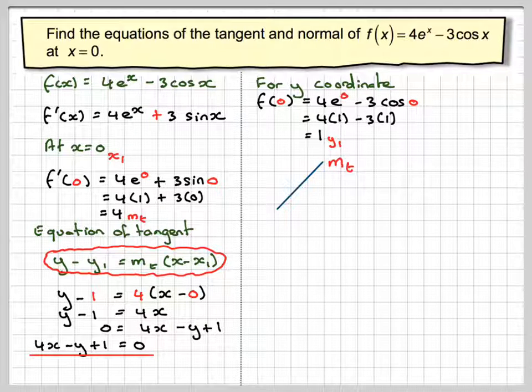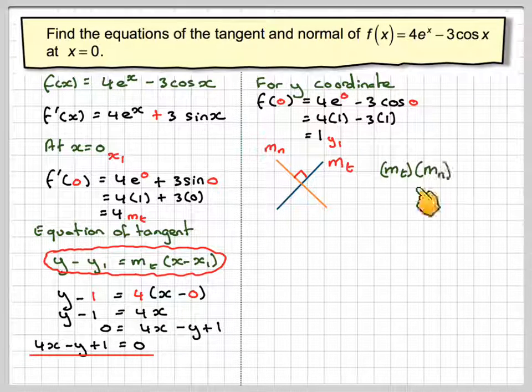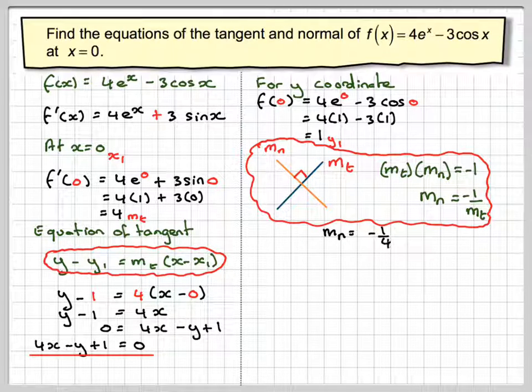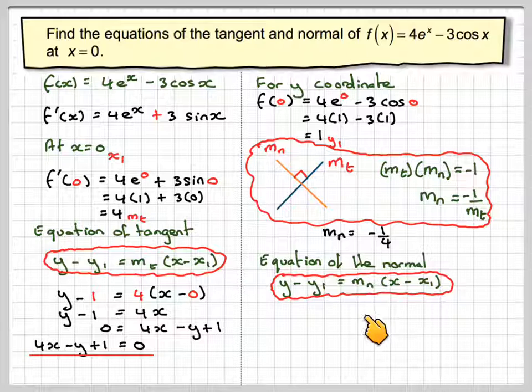Now, if we've got the gradient of the tangent, then the gradient of the normal is perpendicular to that. The product of the two gradients has to be equal to minus 1, which means that the gradient of the normal is minus 1 over the gradient of the tangent. So applying that, mn is minus 1 over the gradient of the tangent, which is 4, so it's going to be minus 1/4. And then we can just use the same formula again. So the equation of the normal is y minus y1 is equal to mn times x minus x1.